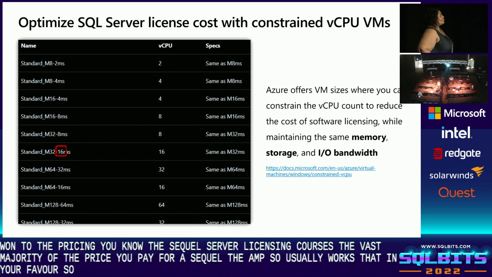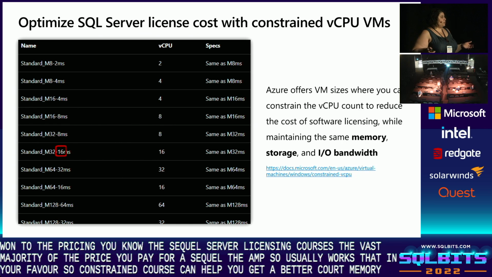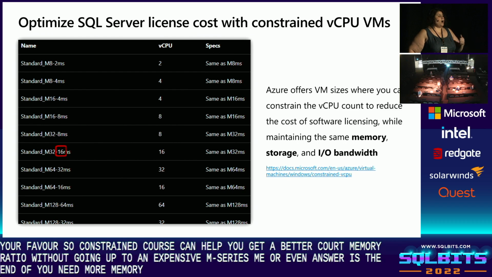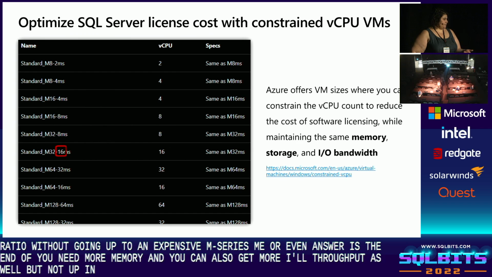So constrained cores can help you get a better core-to-memory ratio without going up to an expensive M-series VM, or even in the M-series VMs if you need more memory. And you can also get more I/O throughput as well, but not upping the core count.